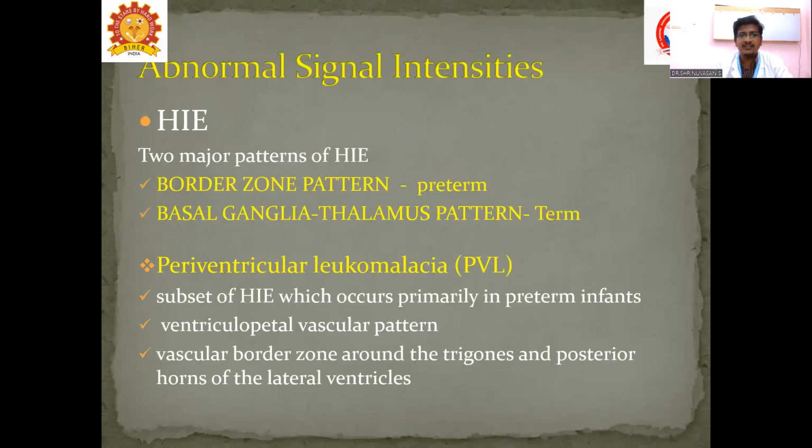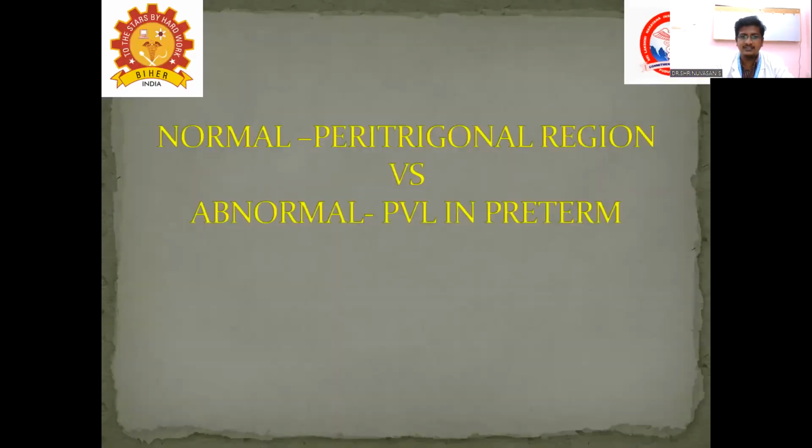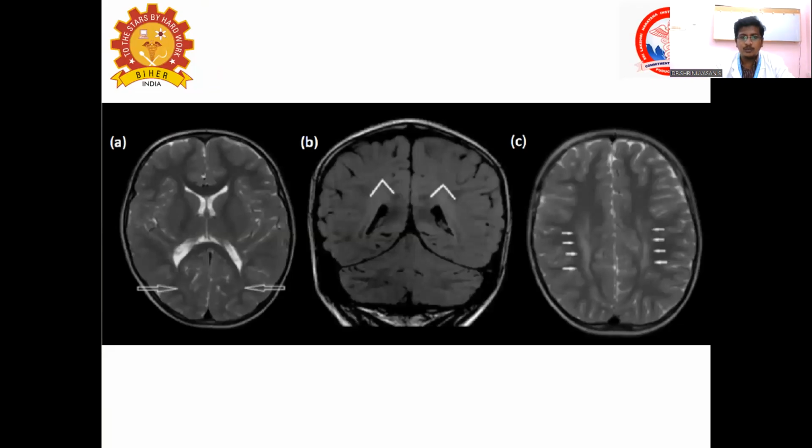So HIE presents in the term as a basal ganglia thalamus pattern, and in the preterm as a watershed pattern, involving predominantly the watershed area. Periventricular leukomalacia is a subset which classically involves only the preterm babies and involves only the peritrigonal region adjacent to the posterior horns of the lateral ventricles. And don't think only symmetrical altered signal involvement is for HIE or PVL.